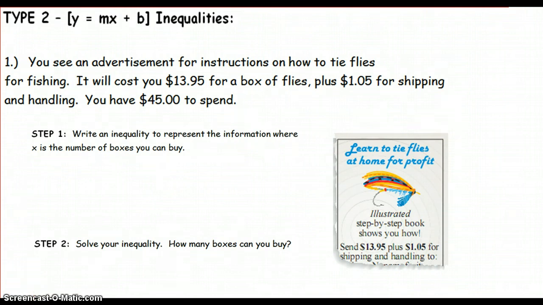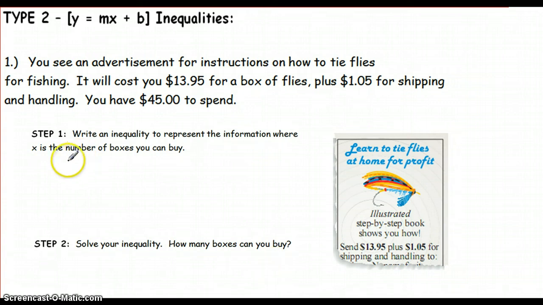Type 2 inequalities. Here we're going to set up inequalities that take the form y equals mx plus b. Number 1. You see an advertisement for instructions on how to tie flies for fishing. It will cost you $13.95 for a box of flies plus $1.05 for shipping and handling. You have $45 to spend. Step 1, we're going to write an inequality to represent the information where x is the number of boxes you can buy. So first, let's go ahead and set up our verbal phrase.